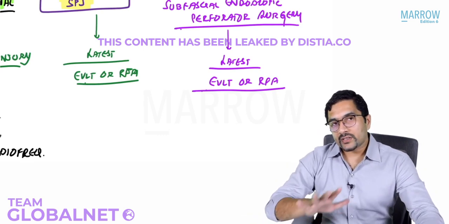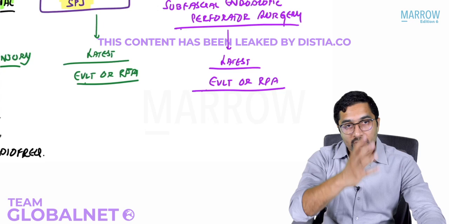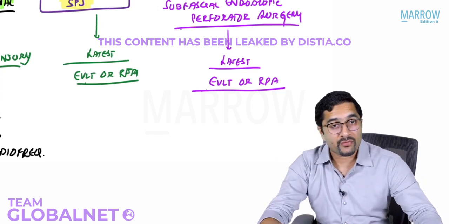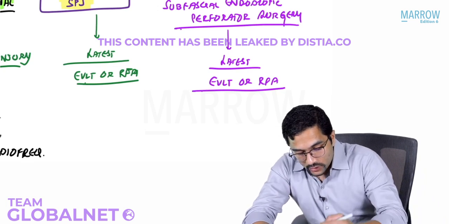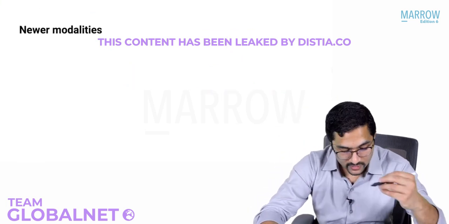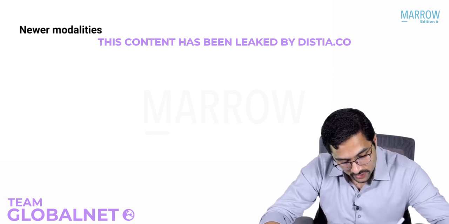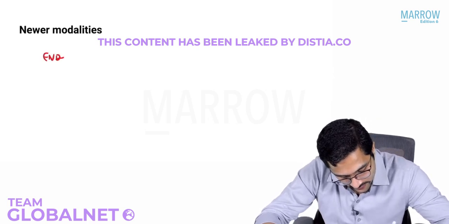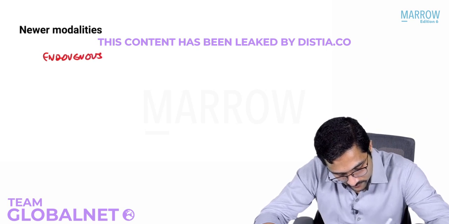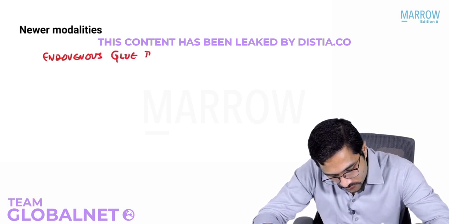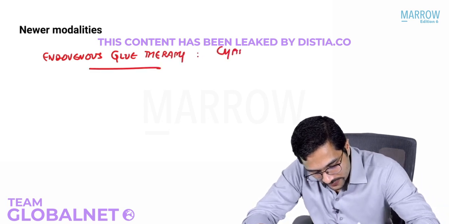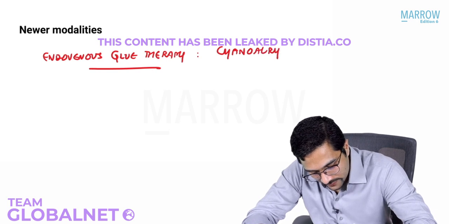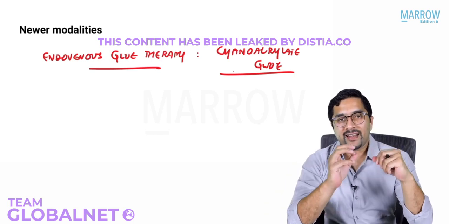So this was the surgical management for varicose veins. I've told you about great saphenous vein, short saphenous vein and perforator incompetence and how we deal with them. Now there are some newer modalities which are also being used to manage varicose veins. The newer modalities are endovenous glue therapy, and the glue which is being used is the cyanoacrylate glue.